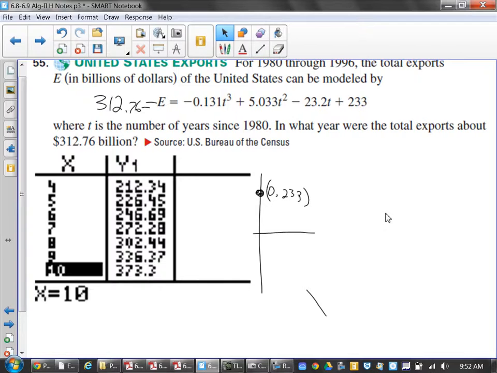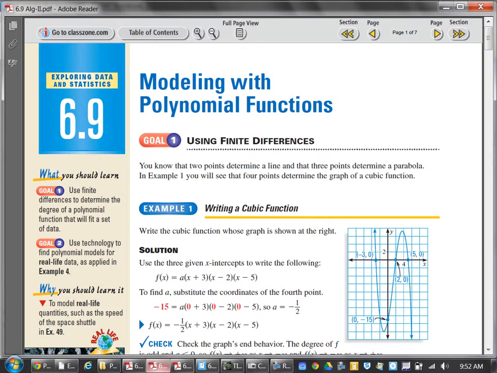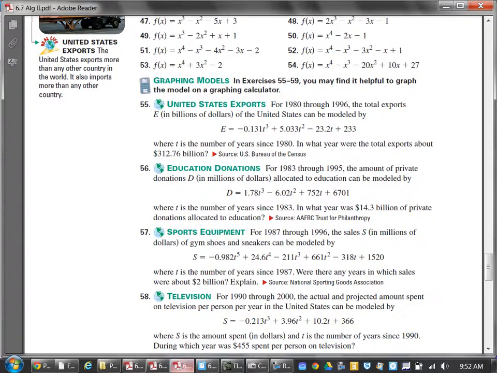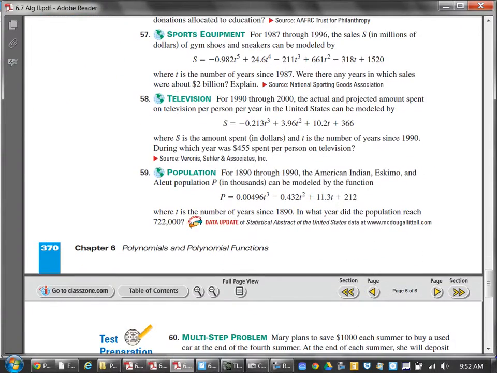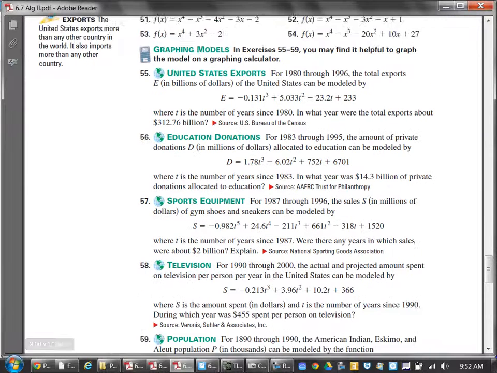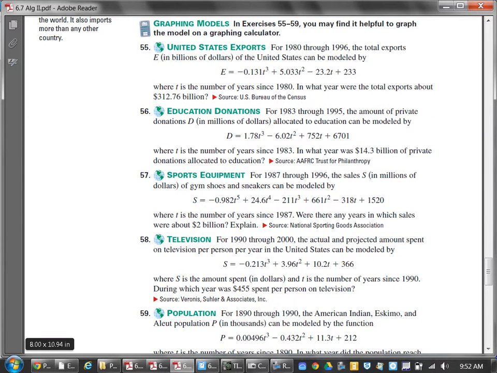So here's what I want you guys to do. This is out of section 6, 7. What I want you guys to do tonight is I've got some real basic review stuff.